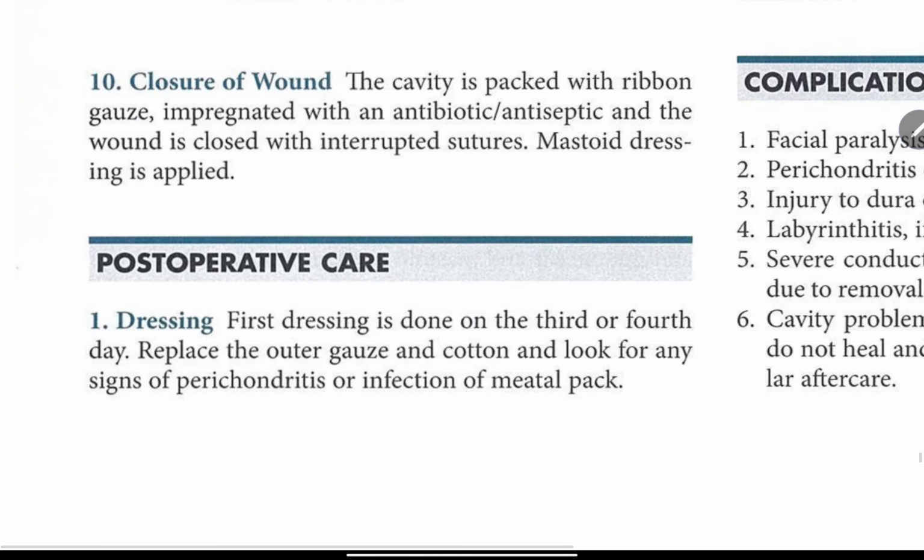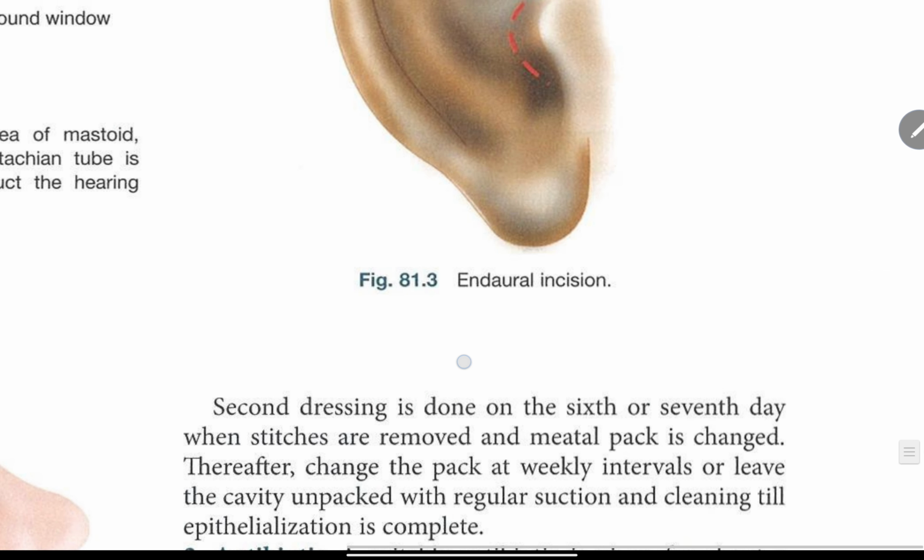10. Closure of the wound. The cavity is packed with ribbon gauze impregnated with an antibiotic or antiseptic, and the wound is closed with interrupted sutures. Mastoid dressing is applied. Postoperative care. 1. Dressing. First dressing is done on the third or fourth day. Replace the outer gauze and cotton and look for any signs of perichondritis or infection of meatal pack.